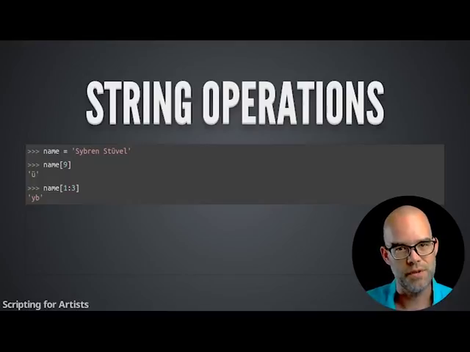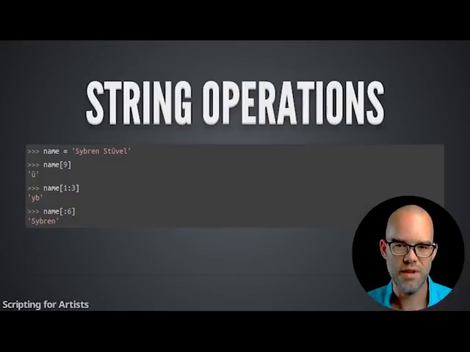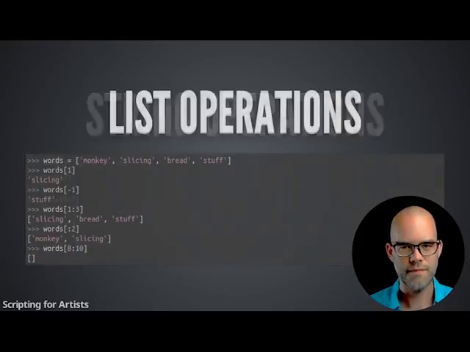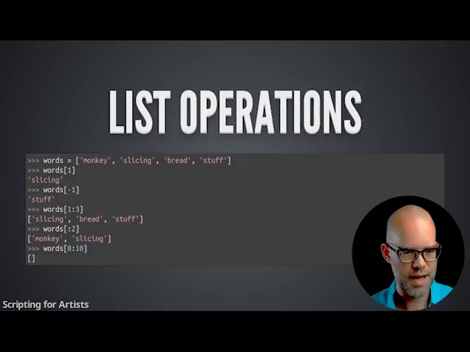Either of these numbers is optional, so you can take everything up to but not including character number 6, and you can take everything from -4 to the end. So what's that? Well, minus means just count from the end, so it's the 4th last character up to the last one. Lists we've seen before, and these are just lists of anything.